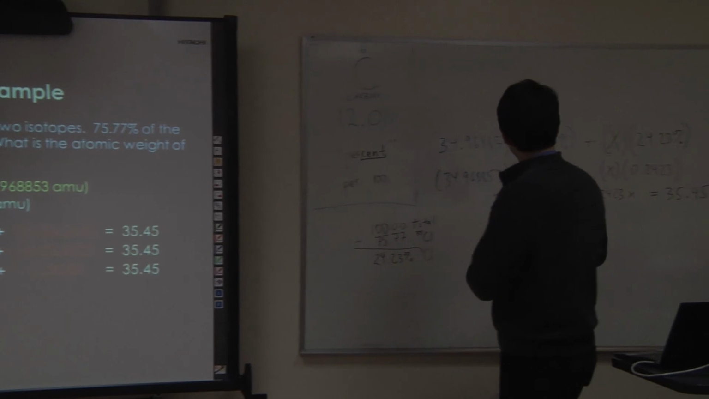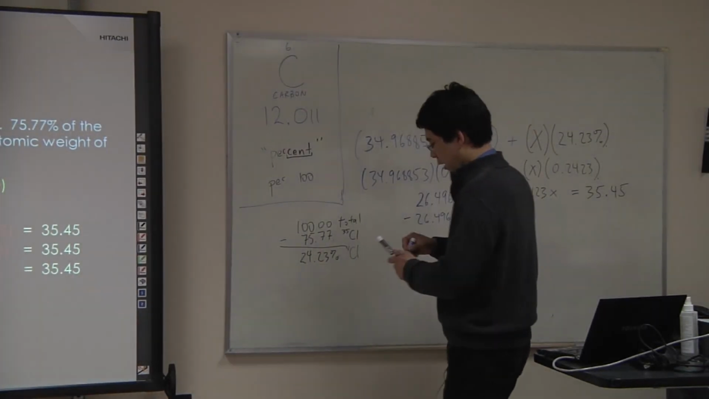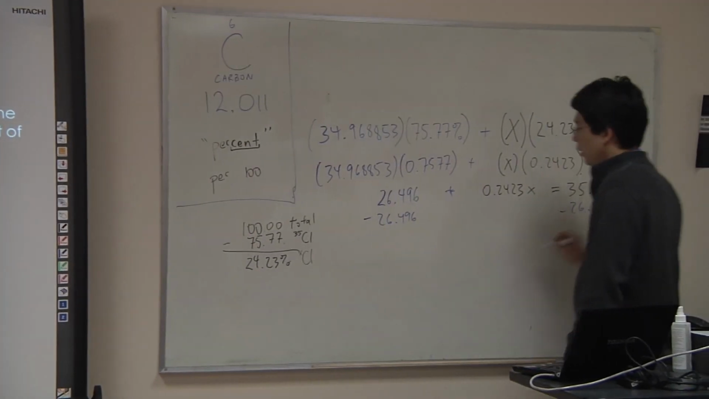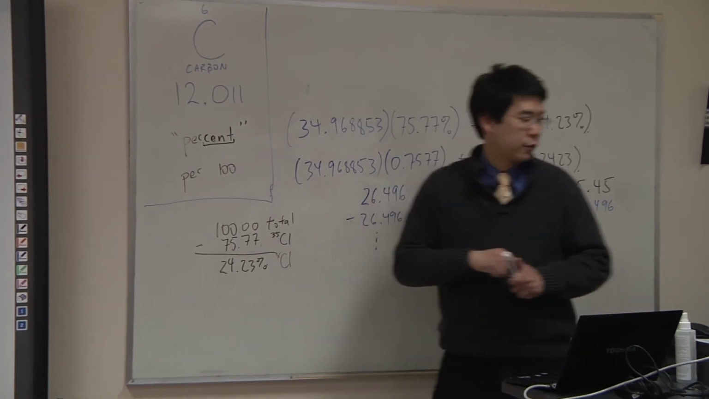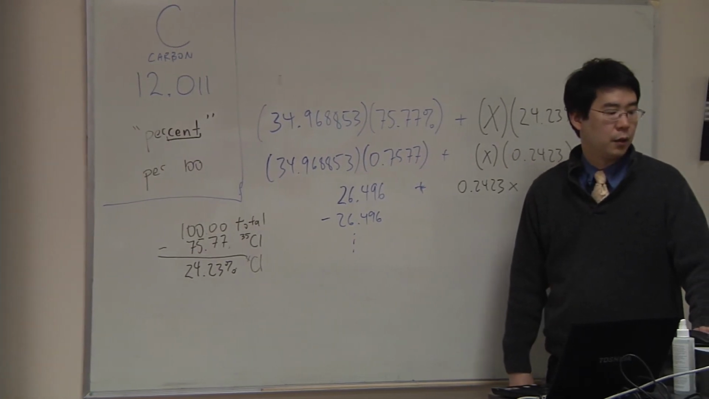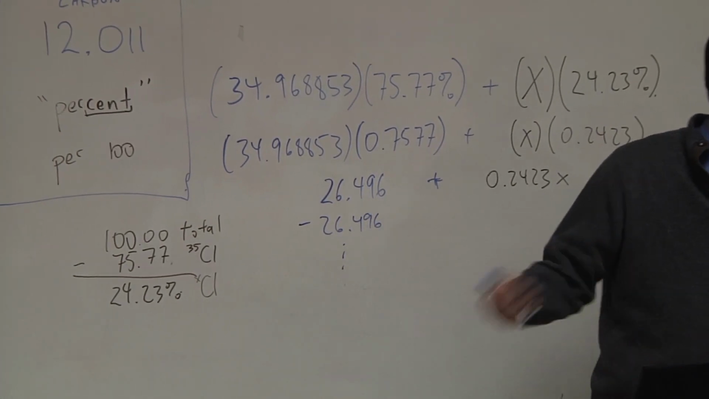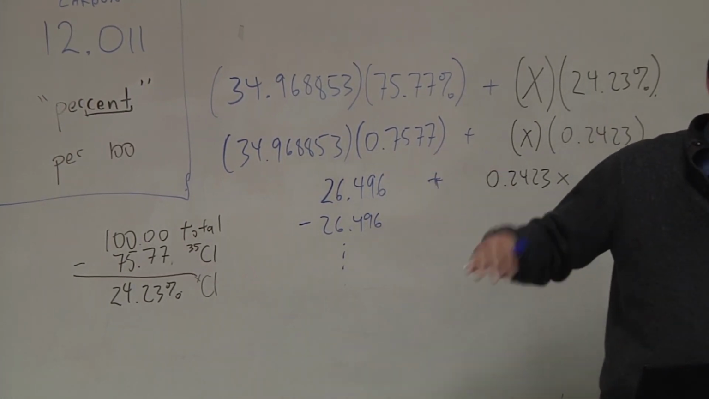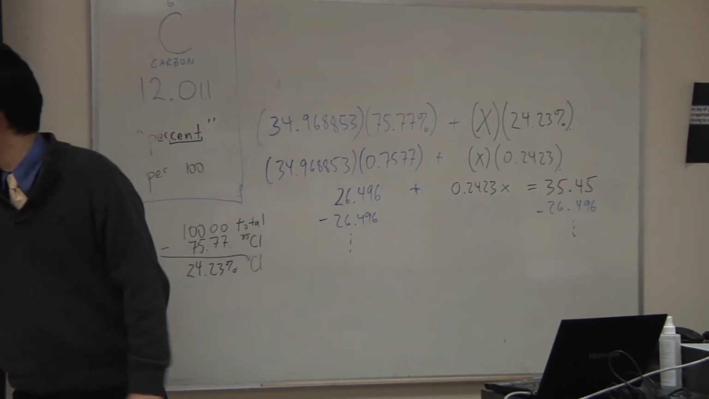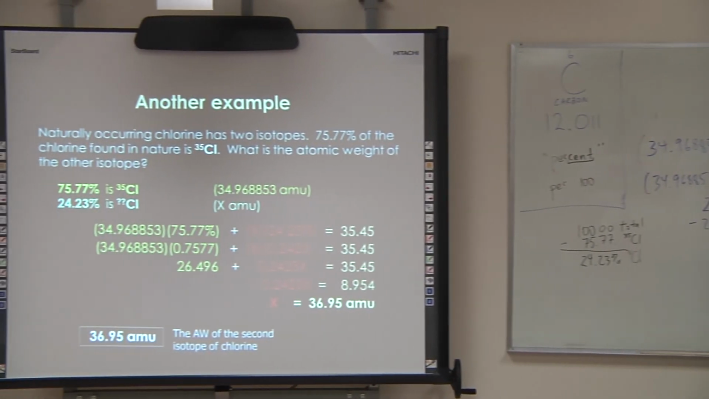And how are we going to solve this? Well, we're going to try to isolate our x. We're going to do minus 26.496 on both sides. And we'll do the rest on the slide. So we did the subtraction. We got 8.954 equals 0.2423x. We're keeping an extra significant figure temporarily until we get to our final answer. And then to solve for x, we're going to divide by 0.2423, and we're going to get 36.95.